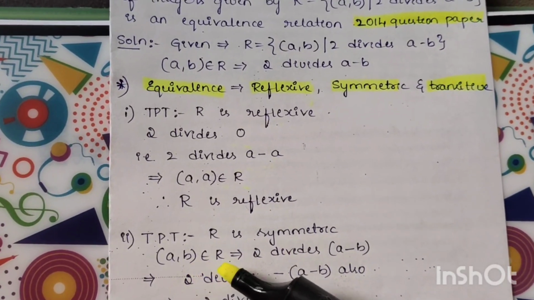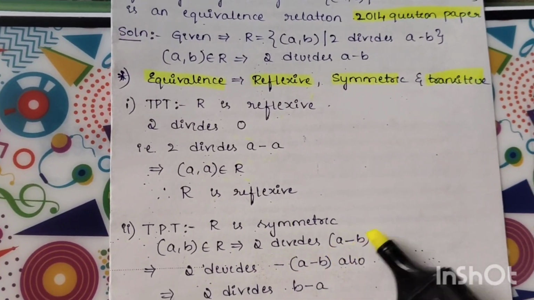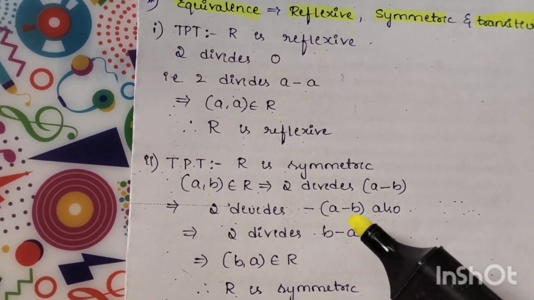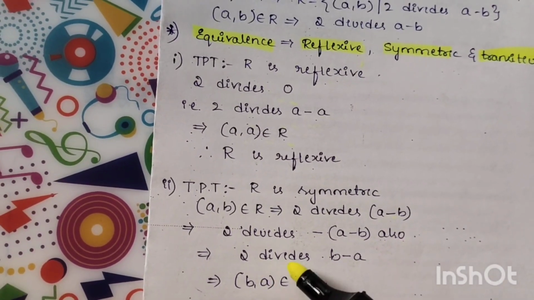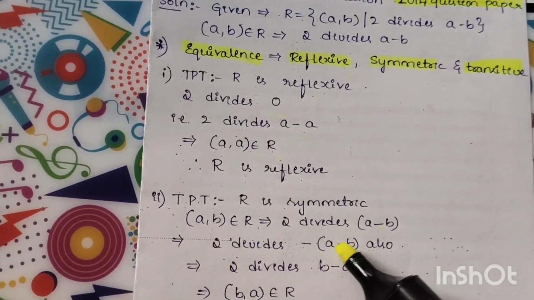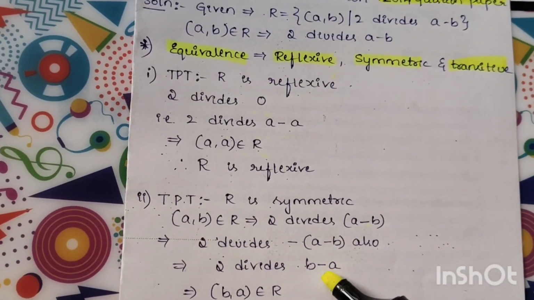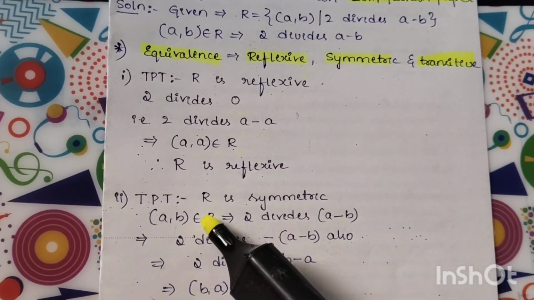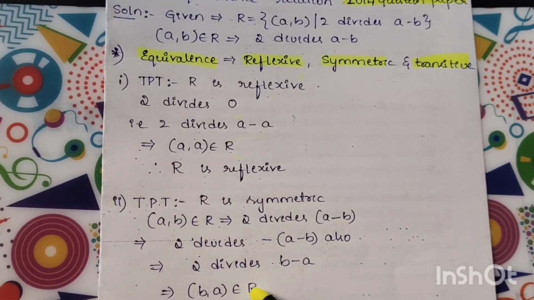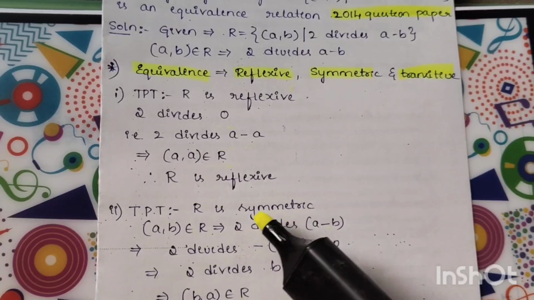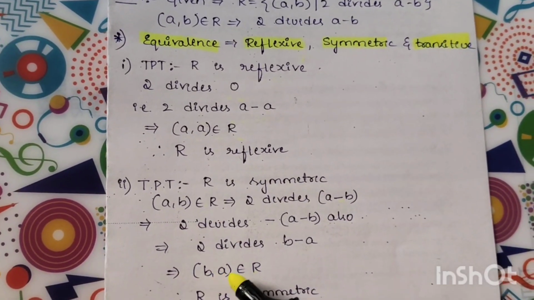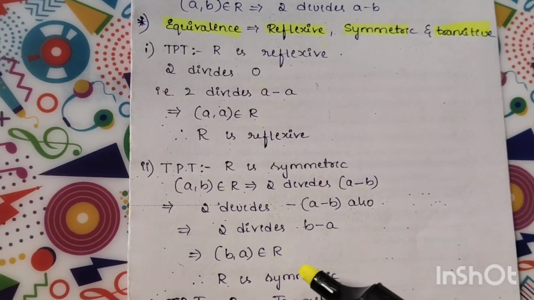Now to prove that R is symmetric. (a, b) belongs to R, so 2 divides a - b. Also 2 divides -(a - b), and 2 divides b - a, that is, -a + b. I am writing +b - a. So if (a, b) belongs to R, then (b, a) belongs to R. By the definition, we know that symmetric means (a, b) belongs to R and (b, a) belongs to R. Therefore, R is symmetric.